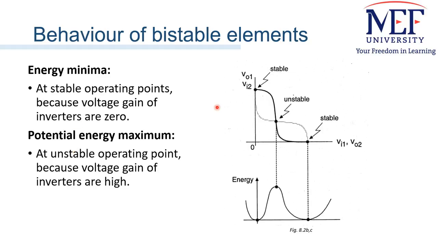The potential energy is at its minimum at two of these three operating points, since the voltage gains of both inverters are equal to 0. By contrast, the energy reaches a maximum at the operating point at which the voltage gains of both inverters are maximum. Thus, the circuit has two stable operating points corresponding to two energy minima and one unstable operating point corresponding to the potential energy maximum. And this unstable point is where Vin and Vout are equal to VTH.